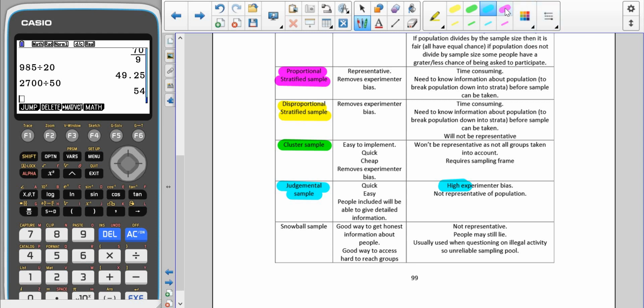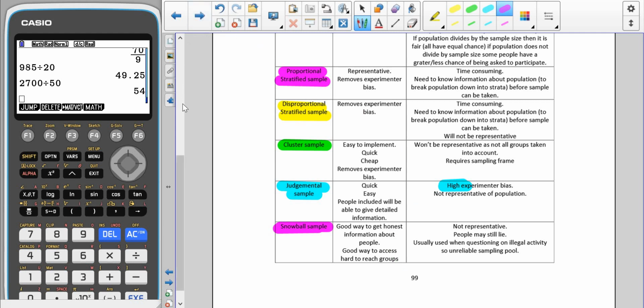And the last one that we talked about was the snowball sample, which, as we said, is a good way to get honest information from people. It's a good way to access hard to reach groups. But again, it's not going to be representative. People may still lie, which is the main reason why we're doing a snowball sample, to try and get around the fact that people might lie, especially about illicit activities. It's also usually used when questioning on illegal activities, so they're an unreliable sampling pool as it is.